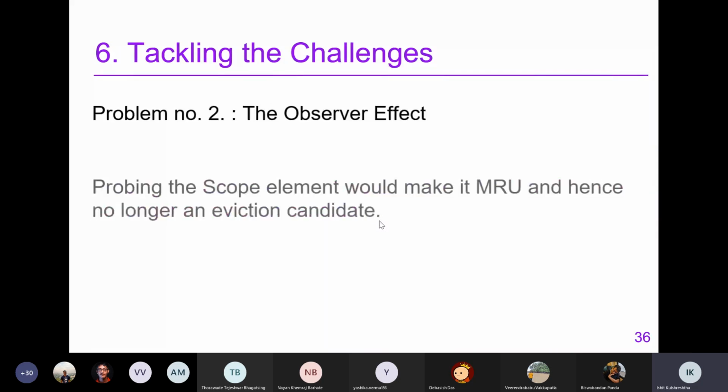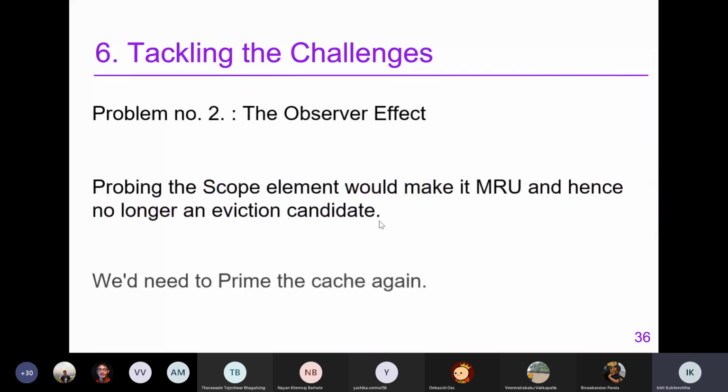Now, the second problem was the observer effect. The problem was that in order to probe the system, we affect the system. In order to probe the cache, we affect it. If we probe even the scope element, then it won't remain the least recently used. It would become the most recently used. So it would no longer be the eviction candidate. So we may need to prime again.